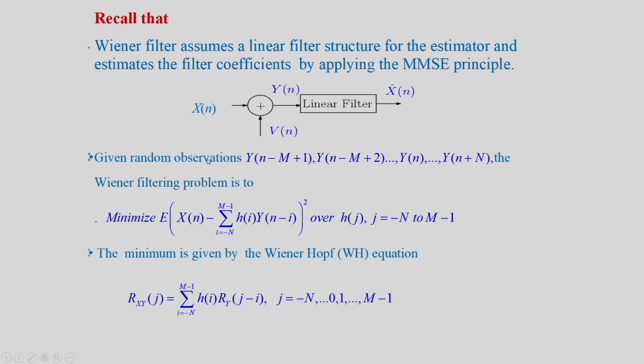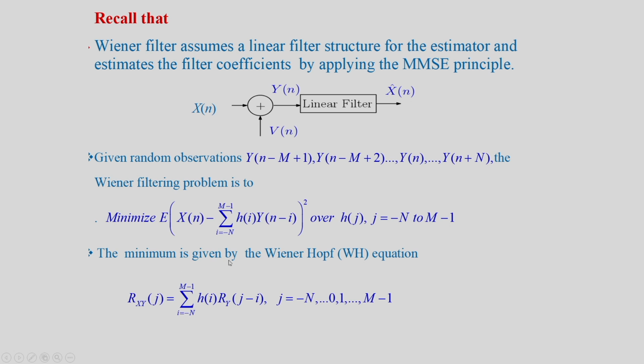Given the random observations y[n-M+1], y[n-M+2], up to y[n], then up to y[n+N], the Wiener filtering problem is to minimize the mean square error. This is the mean square error over all filter coefficients h_j, j going from -N to M-1. This is the Wiener filtering problem.